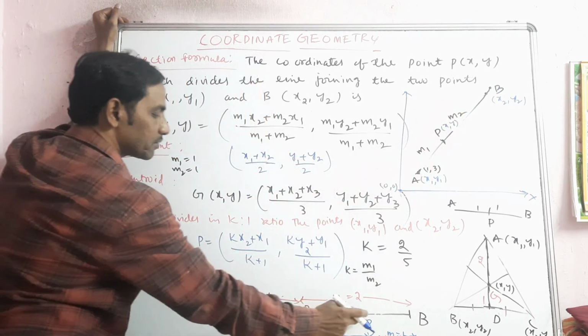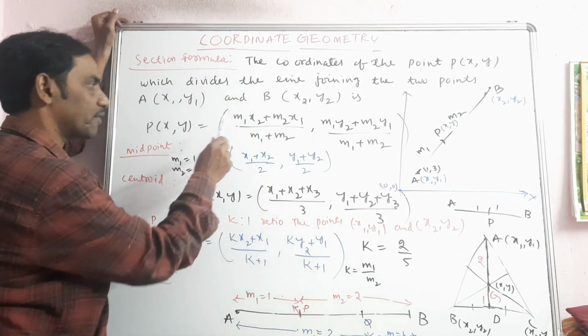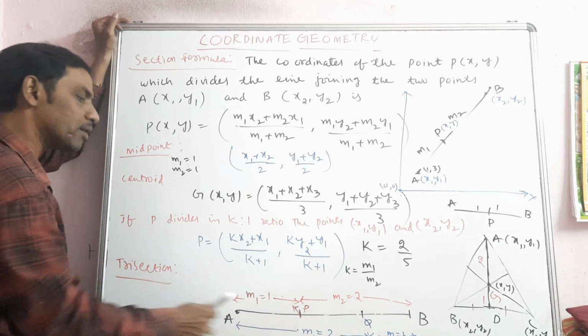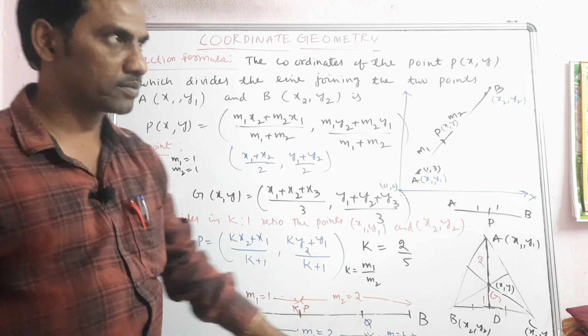M1 will become 2 centimeters and Q to B it will become 1 centimeter. So in that way, in the place of M1 you take 2 and M2 you take 1, then you will get the point Q. So in that way you can do the section formula. Pause it.